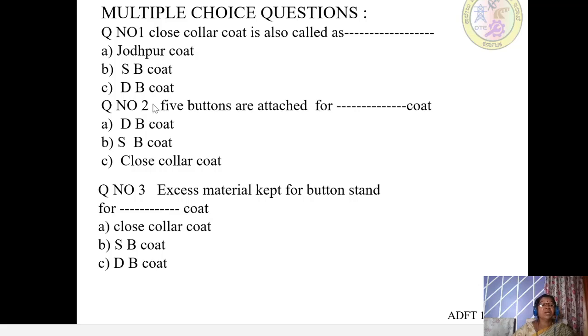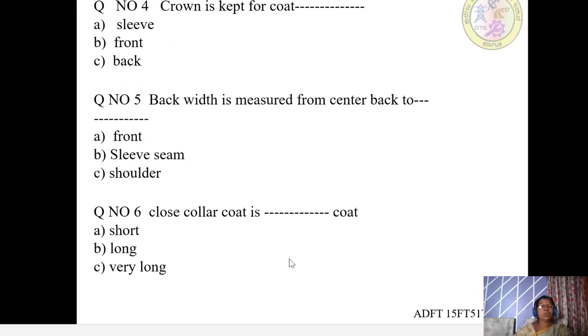Jodhpur coat. Question number 2. Five buttons are attached for dash coat. A. DB coat. B. SB coat. C. Close collar coat. The answer is C. Close collar coat. Question number 3. Excess material kept for button stand for dash coat. A. Close collar coat. B. SB coat. C. DB coat. The answer is A. Close collar coat.